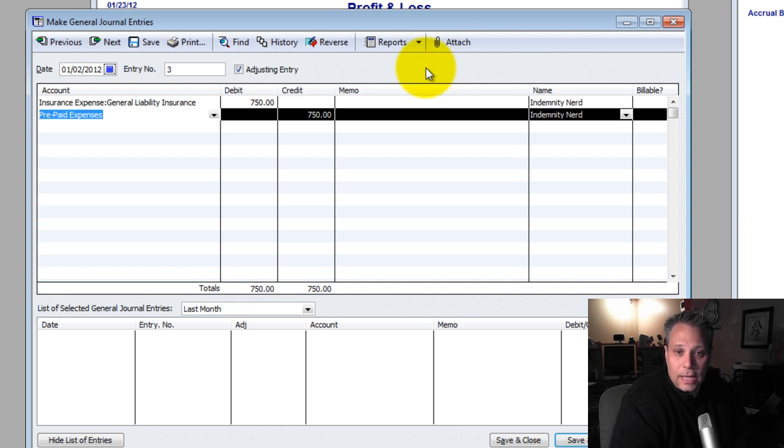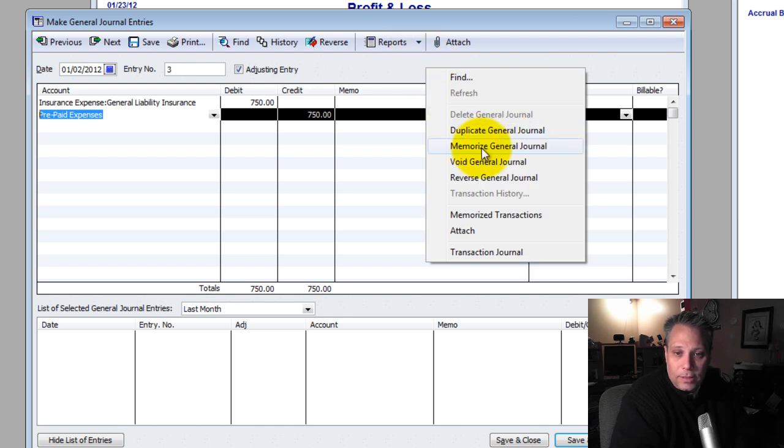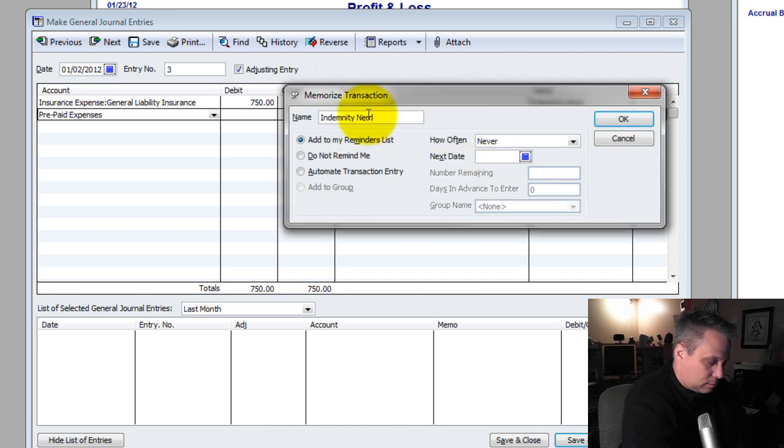So I'm going to right-click anywhere in the transaction. Choose Memorize General Journal. Let's call this prepaid insurance. This is just a name. This is just the name by which you refer to the memorized transaction itself. Other than that, this name has no implications.